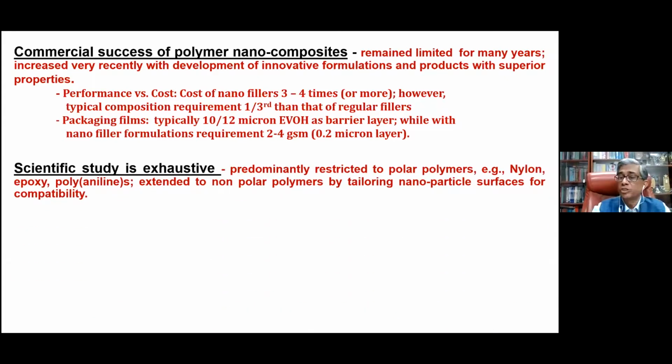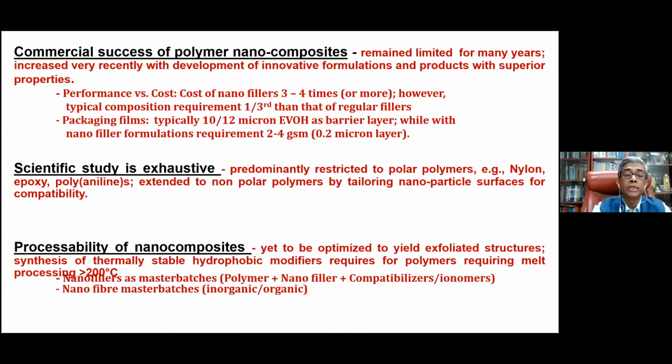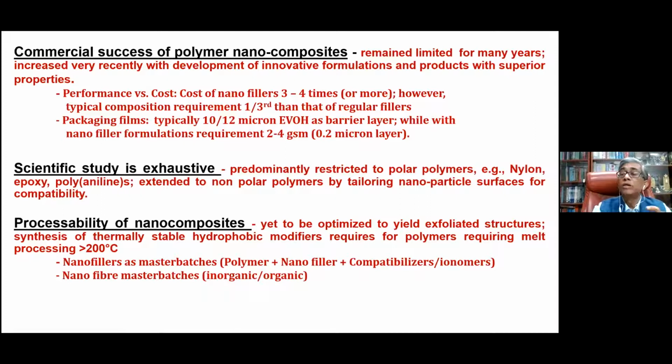Scientific study is exhaustive, but predominantly it was related to polar polymers. Now it is extended to non-polar polymers. When I talked about nylon, it is a polar material, and that's why Toyota Group was very successful at the beginning. Now you can do it with any material. But we are not successful yet with the high performance materials, in the sense that going beyond 230, 240 degrees centigrade processing temperature is very difficult.